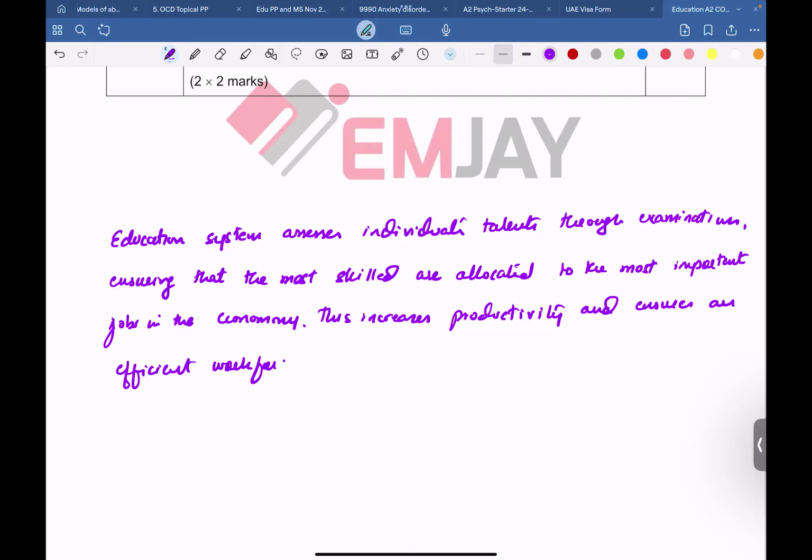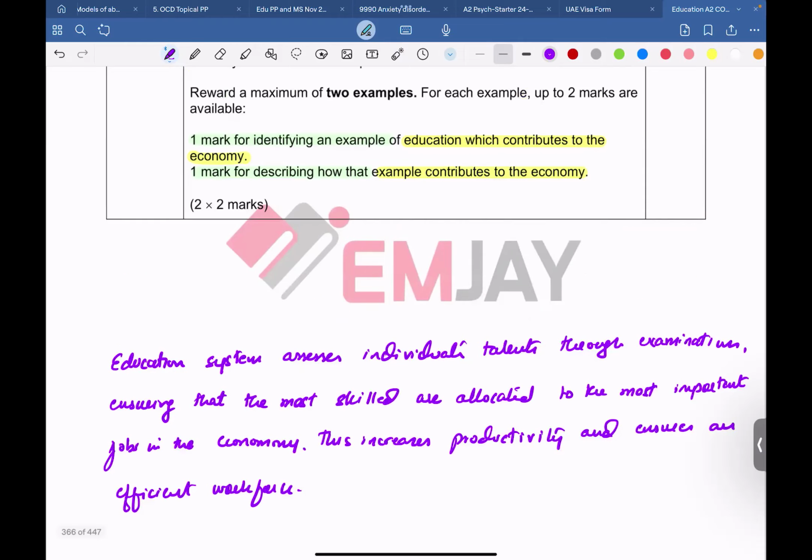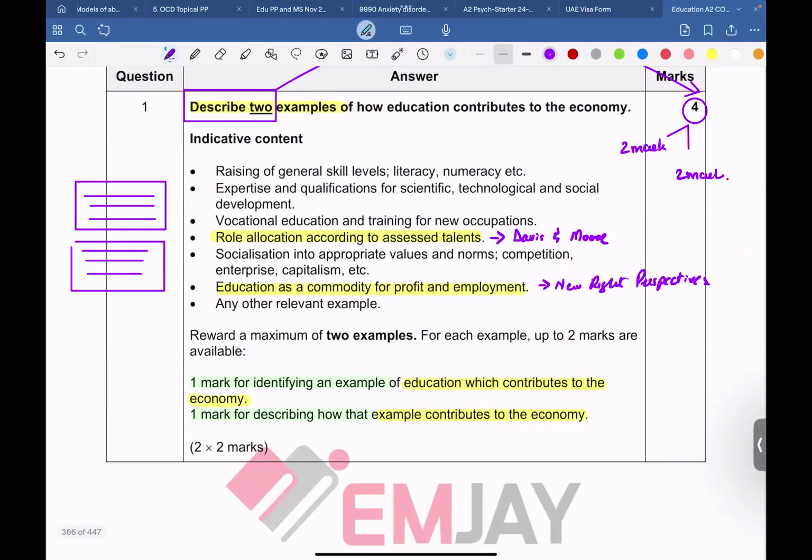Now, you might as well read this again. Writing something like this ensures that you're not missing a single mark. The second point over here reads, education as a commodity for profit and employment. Now, remember, these are the 2 points that I've chosen. You could possibly pick up any other point too. So while I've written Davis and Moore and the new right perspective or the new liberal perspective, you're not expected to write this.